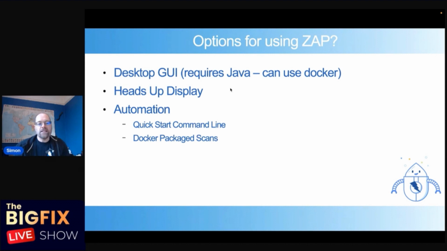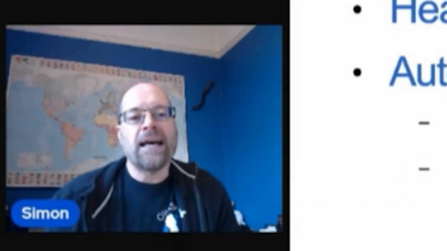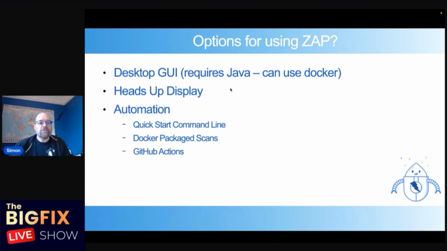So we have the baseline scan, and what this does is explore your application using one or both of the spiders, which I'll talk about in a bit, and then it will just passively scan your application. We also have GitHub Actions, so if you want to integrate these using GitHub Actions, we've got the same Docker package scans available, exactly the same as those.